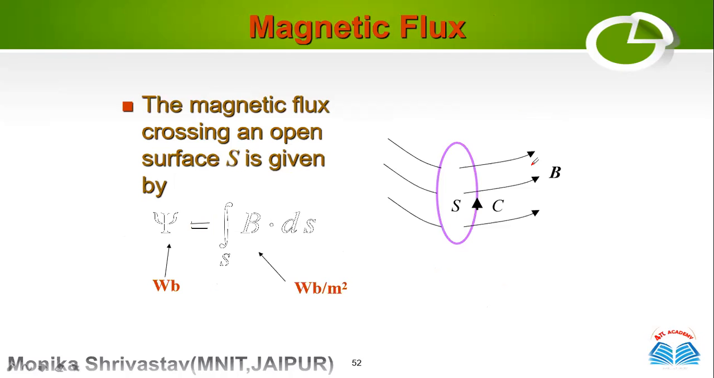What is magnetic flux? You know now that the electric flux was phi; here, the magnetic flux crossing an open surface is psi. Psi equals integral B dot dS. This psi is in the unit of Weber, WB means Weber, and this B is in the units of Weber per meter square.